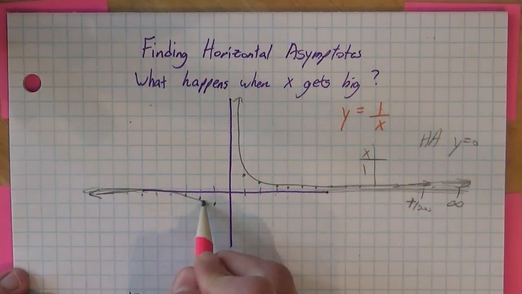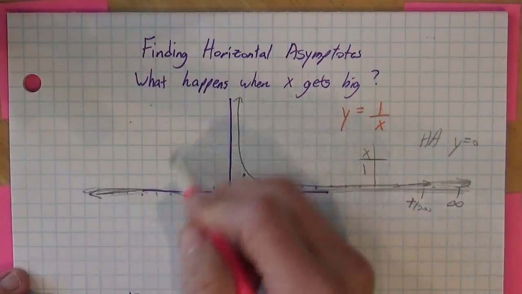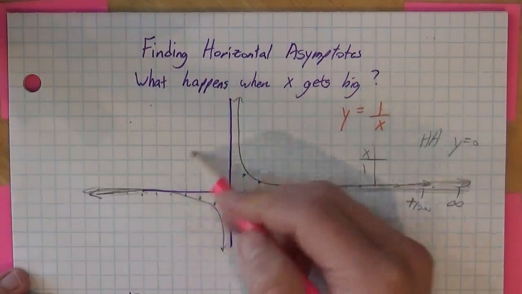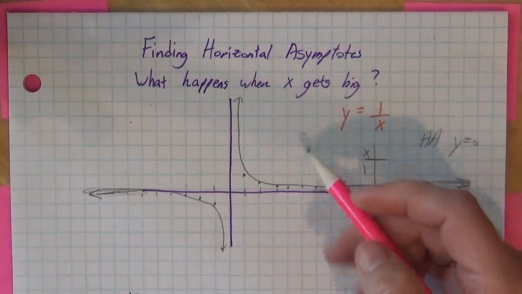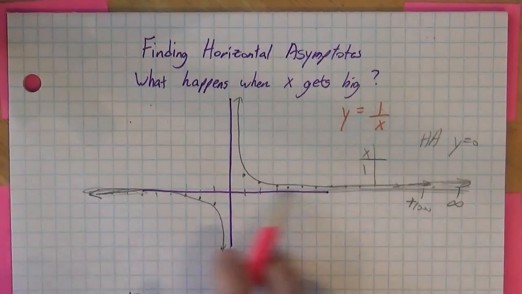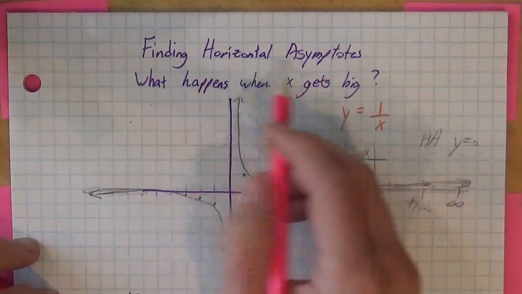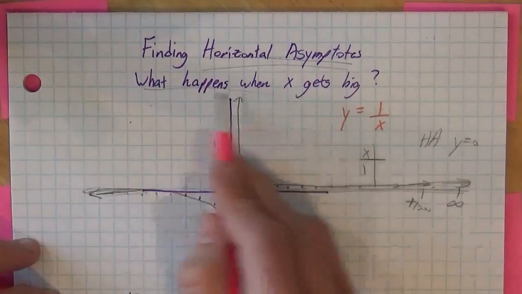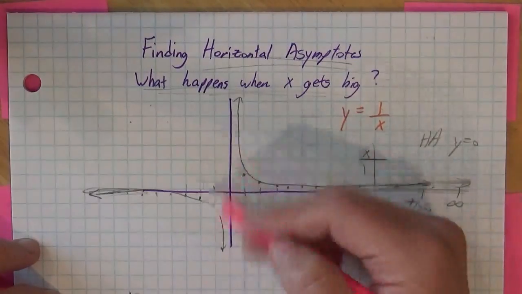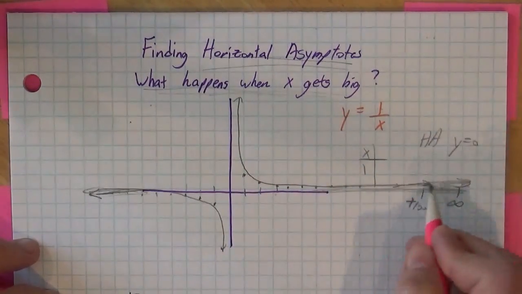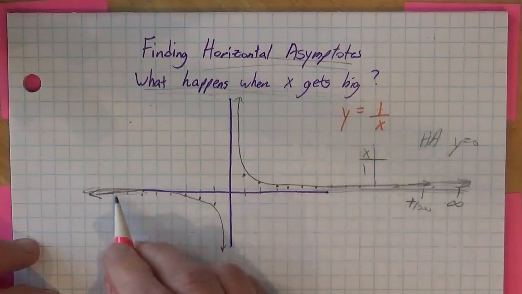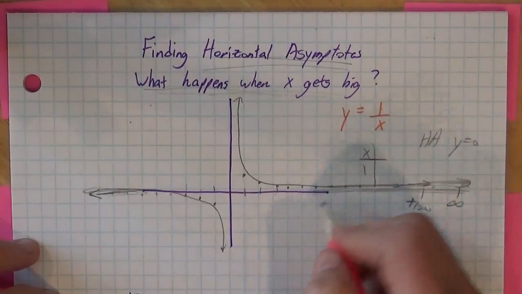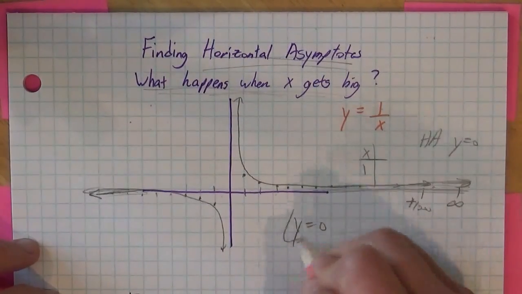And so it doesn't matter what it's doing anywhere else. In fact, it could even cross it in between. You can cross a horizontal asymptote. In this particular case, you don't. But all the horizontal asymptote is asking is what happens when x gets big. So you can cross it as many times as you want, but when x gets big, what's happening? And so in this case, we can see y is 0.